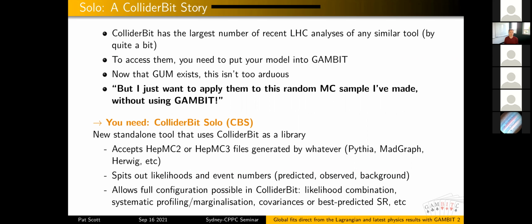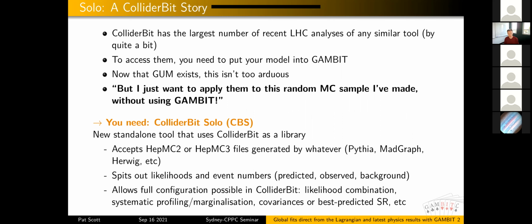But very often people come to us and say, I've got this random Monte Carlo sample I've generated. Why can't I just apply the ColliderBit constraints to that directly? I can't be bothered running GAMBIT. So we've listened, and we're going to put out a new tool called ColliderBit Solo that allows you to use ColliderBit as a library. It will take in a HepMC file, whether version 2 or version 3, generated by your favorite Monte Carlo event generator, and apply whichever of the ColliderBit LHC analyses you want to those Monte Carlo events.